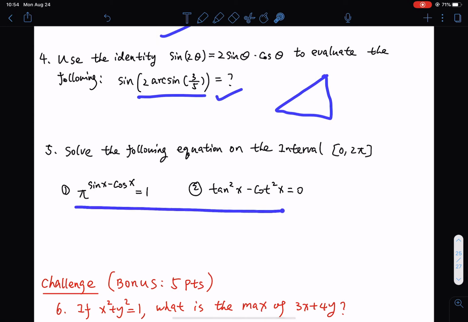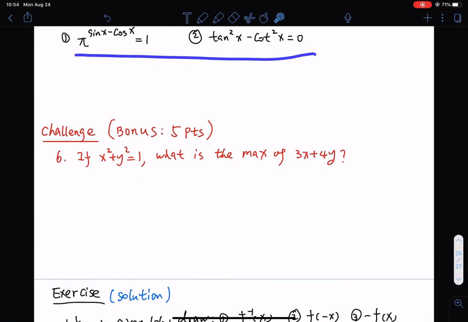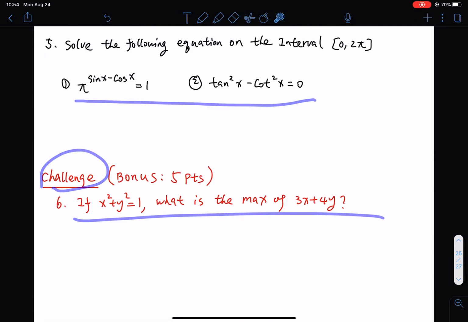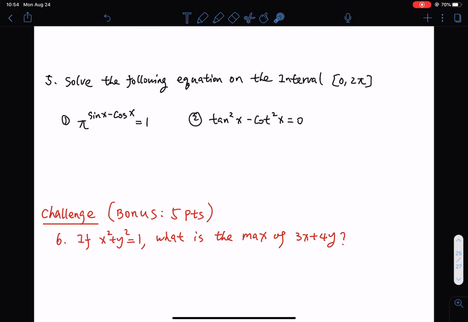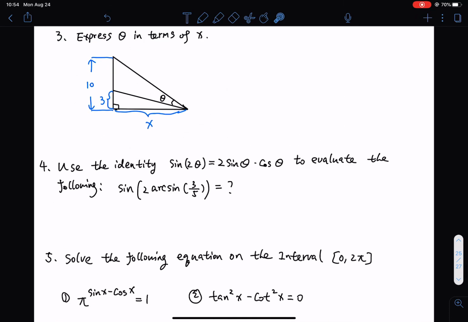And for this equation, the last question, it's a little bit difficult. If you get this one, then you are going to get an extra 5 points. But if you didn't get it, it's okay. You don't have to worry about it.